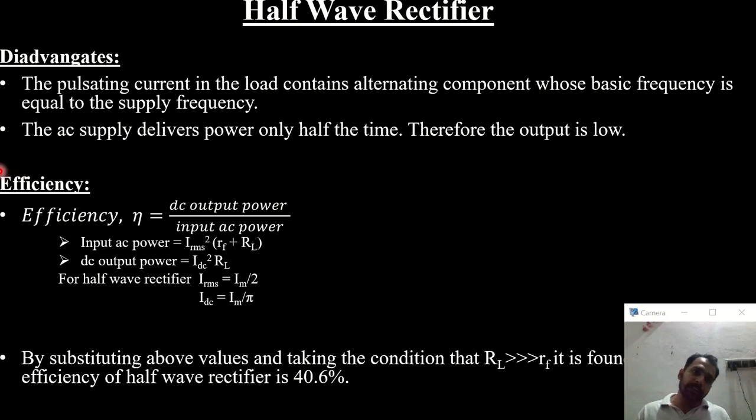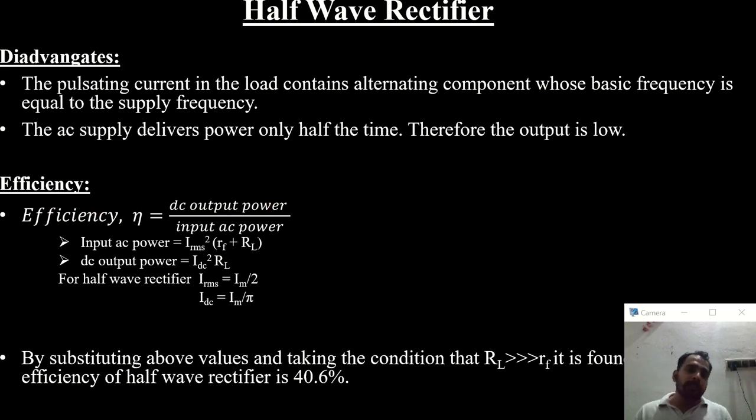Now another important thing regarding the rectifier is the rectifier efficiency. The efficiency of any device is defined as the ratio of whatever we are getting to whatever we are giving. So here what we are getting is DC, and what we are giving is AC. So the efficiency of a rectifier can be defined as the ratio of the DC output power to the input AC power. This definition is valid for a full wave rectifier also.